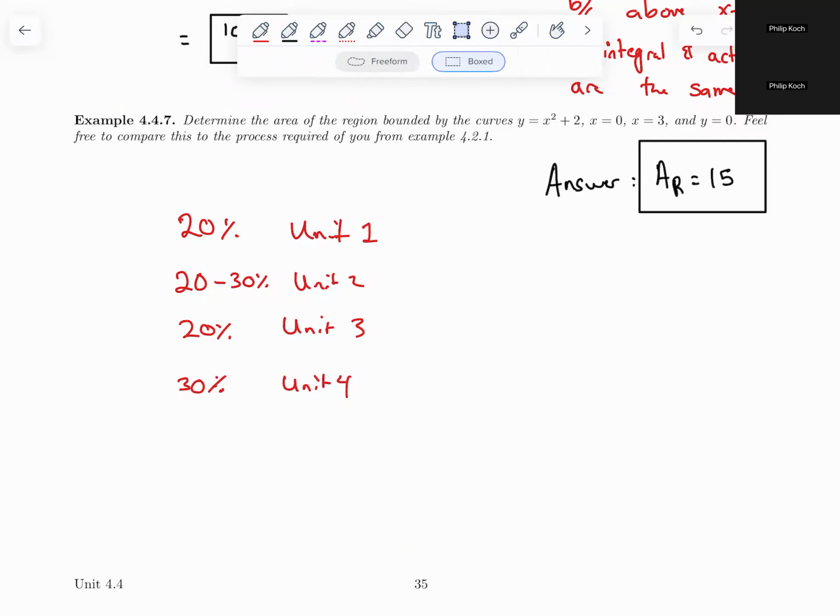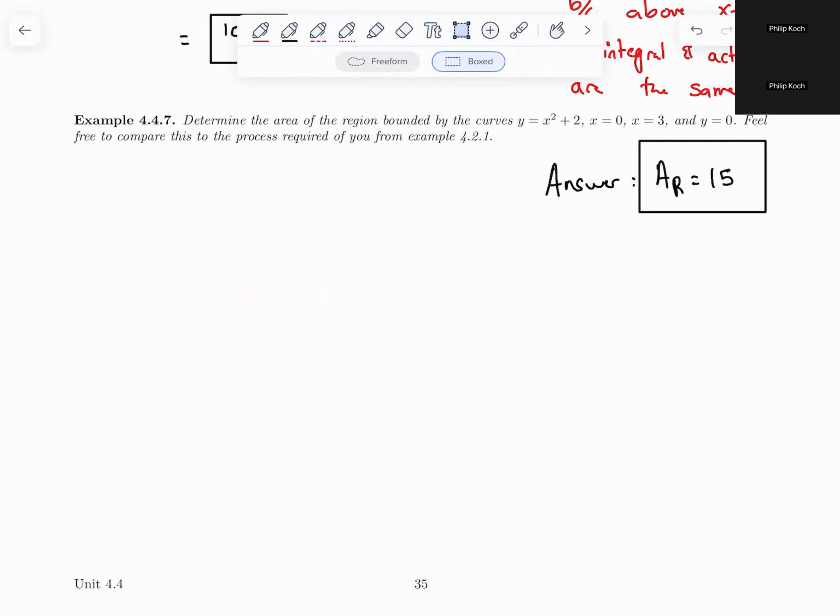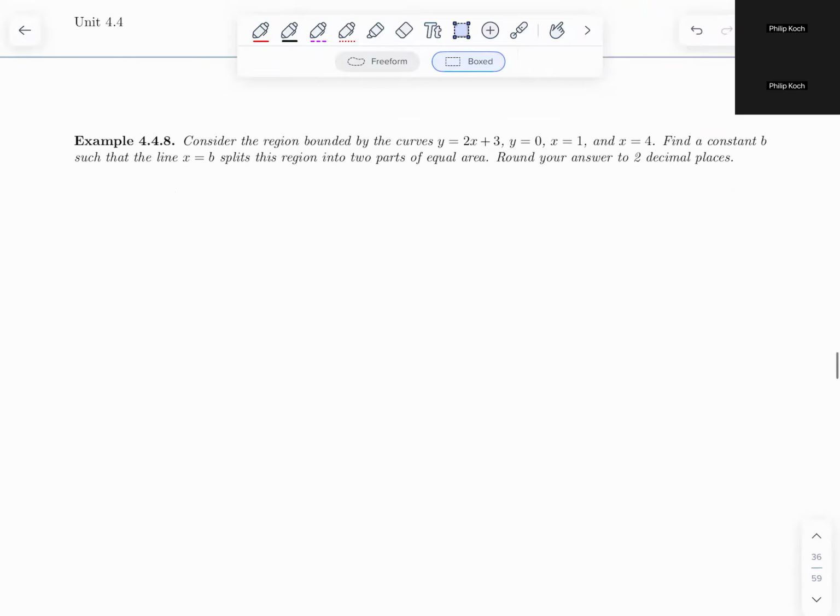So yeah, that's probably going to be a good rough estimate of what you can expect on the exam. As I said, it's meant to be an overarching view of your knowledge. Now, in the interest of time, I'm going to skip this example, but I'd encourage you to do it on your own time, setting up the integral for the area under the curve y equals x squared plus 2 from 0 to 3. I want to spend more time on this one here. Consider the region bounded by the curves y equals 2x plus 3, y equals 0, x equals 1, and x equals 4. Find a constant b such that b splits this region into two parts of equal area.